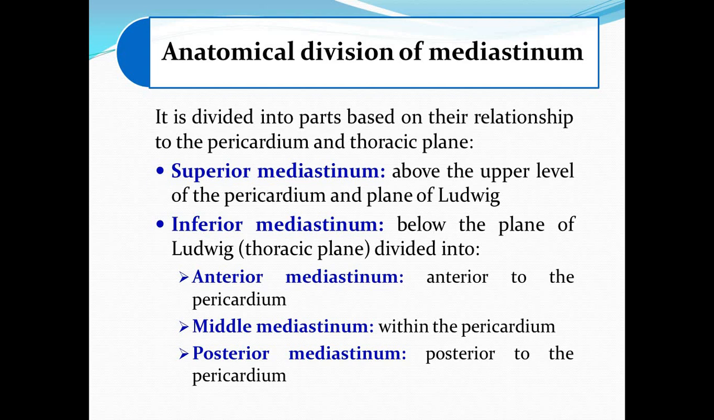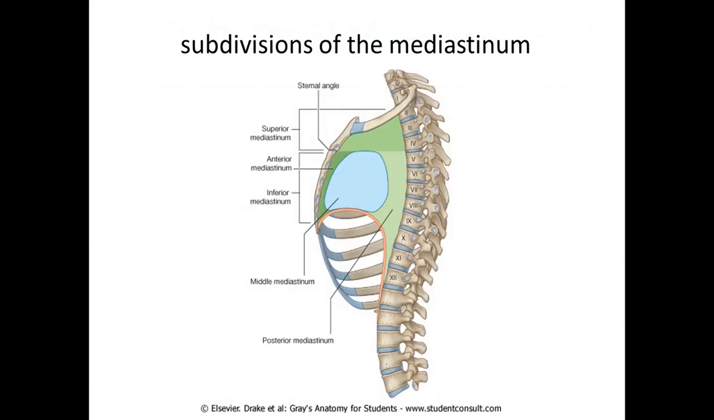But the mediastinum is then subdivided into several spaces in relation to the pericardium and the thoracic plane. We will know what the thoracic plane is shortly. It's also called the plane of Ludwig. So the superior mediastinum is the part of the mediastinum above the upper level of the pericardium and plane of Ludwig, and the inferior mediastinum is below this plane. Then the inferior mediastinum is divided in relation to the pericardium into anterior, which is anterior to the pericardium, middle, which is contained within the pericardium, and posterior, which is posterior to the pericardium.